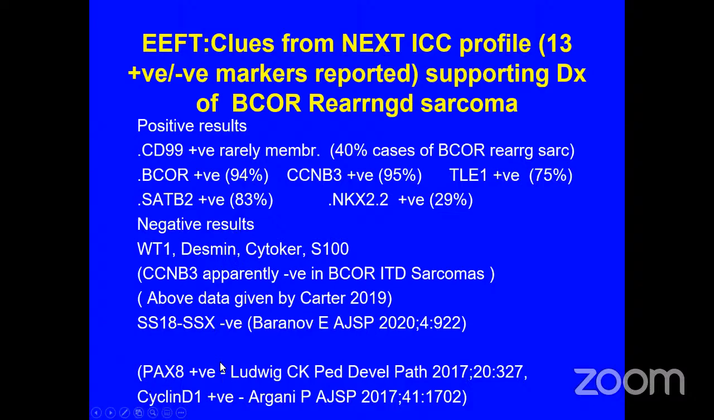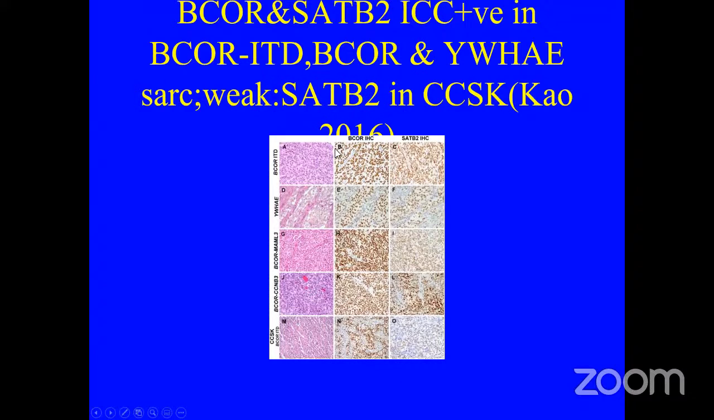Some other positive markers have also been described in the literature, which I have given here. So there is a long list of positive and negative markers, as you can see from this slide. And I will illustrate these to you. Firstly, the BCOR and SATB2 staining. In these photomicrographs, you can see that the staining is positive in different variants or different subsets of BCOR rearranged sarcomas. For example, here is BCOR ITD of the soft tissues. Here there is BCOR with partner other than CCNB3. Here is BCOR with the more common fusion partner, that is CCNB3, and here is clear cell sarcoma of the kidney, which shows BCOR internal tandem duplication. You can see that there is positive staining for both BCOR and SATB2.